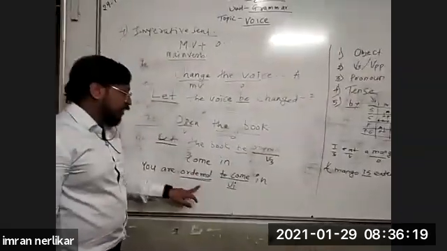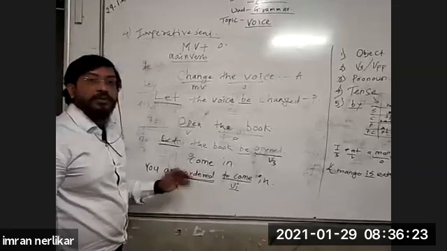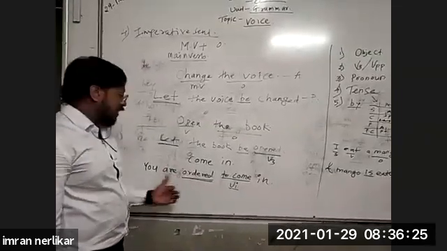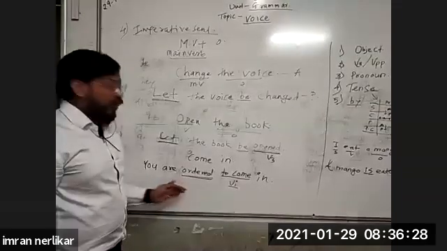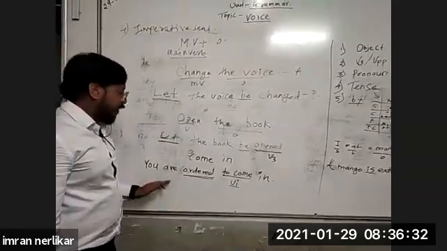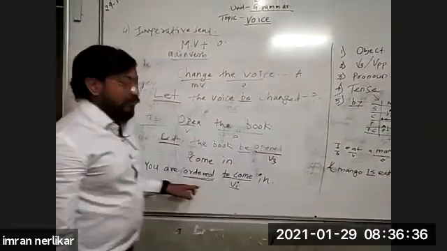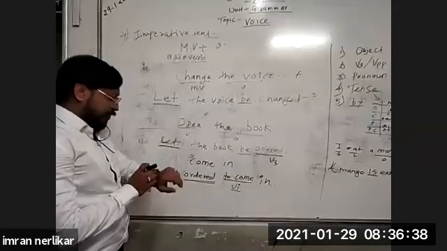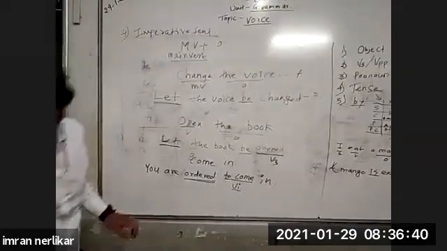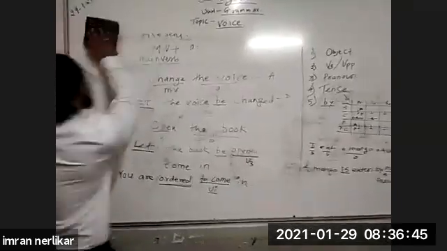At that time, you have to take the proper verb here. If the please is given, if there is a request in the sentence, take you are requested. Otherwise, you are ordered. Like this, you have to take. You are ordered to come in. So in this way, this imperative sentence is written. Understood all of you? I hope you have understood imperative sentences.